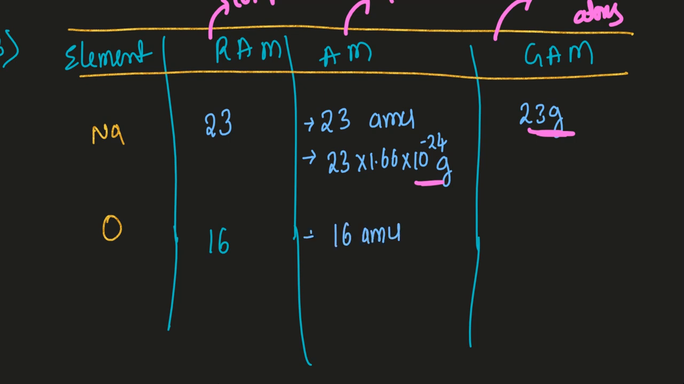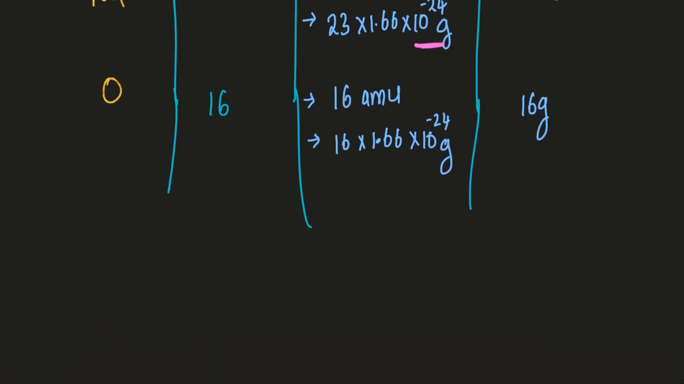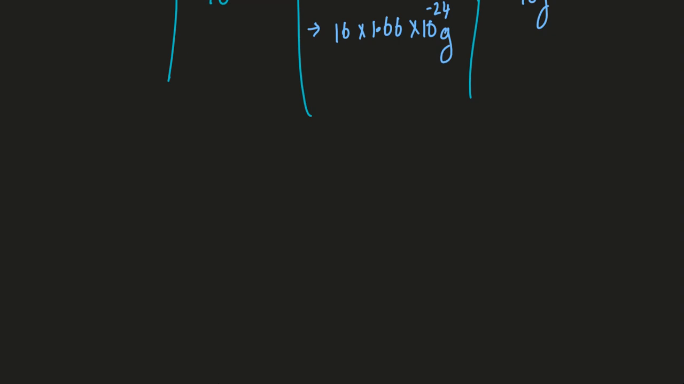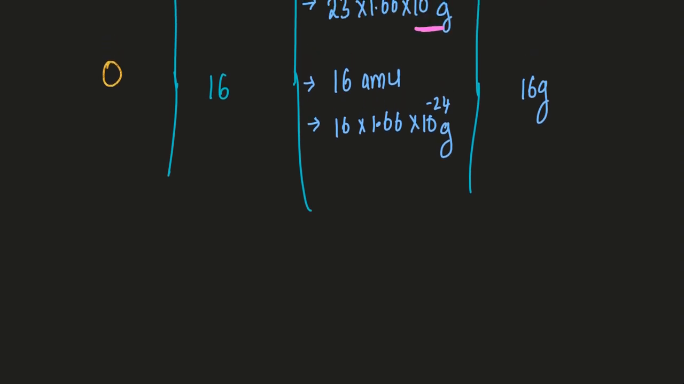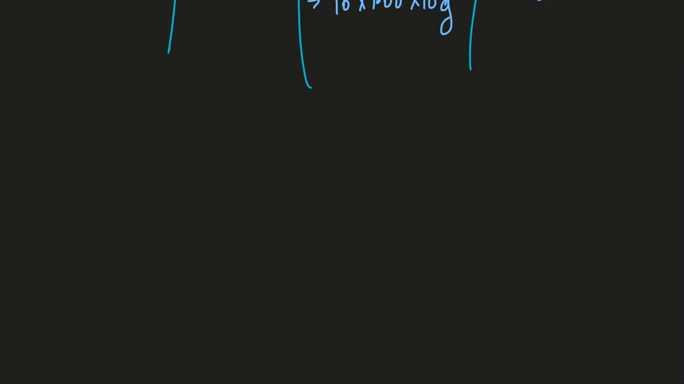Okay, but 16 AMU can also be written as 16 into 1.66 into 10 to the power minus 24 grams. And here you can take 16 grams. I hope you people got the clarity between all the three terms, right? So let us try to write down some important molar masses. If you want, you can take a screenshot, or you can stop the video and write it.